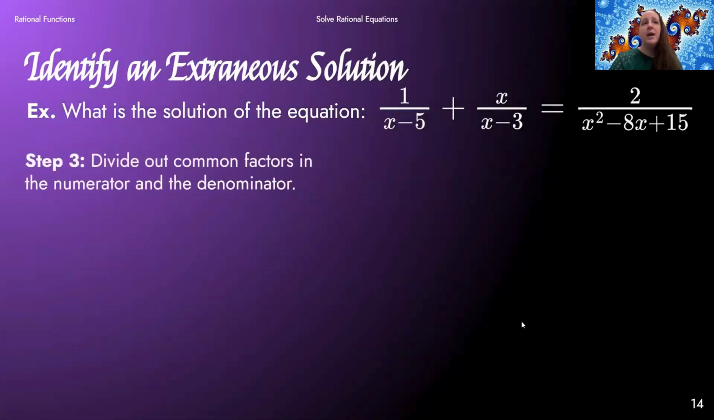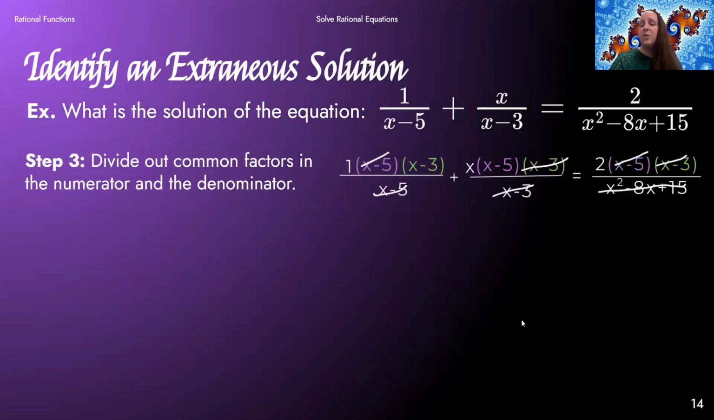Okay. From there, I can divide out the common factors in the numerator and the denominator. So basically what I'm doing is I'm getting rid of the fractions. I'm creating an actual equation, which is something we're very familiar with. Okay. So my first fraction had that x minus 5 in the numerator and denominator. My second fraction has an x minus 3 in my numerator and denominator. And of course, my third fraction has both an x minus 5 and an x minus 3, which gets rid of the x squared minus 8x plus 15.